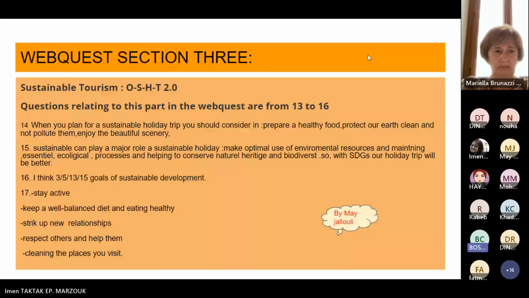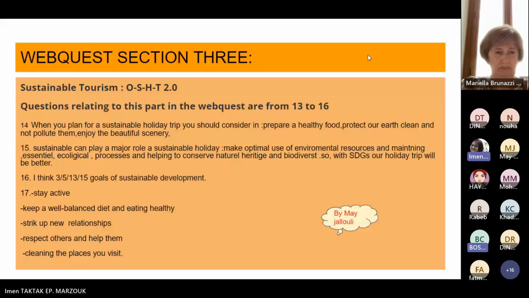When you plan for a sustainable holiday trip, you should consider preparing your healthy food, protecting our earth, keeping it clean, and not polluting it. Also, enjoy the beautiful scenery. Sustainability can play a major role on a sustainable holiday, making optimal use of environmental resources, maintaining essential ecological processes, and helping to conserve natural heritage and biodiversity. So, with SDGs, our holiday trip will be that much better. 16.